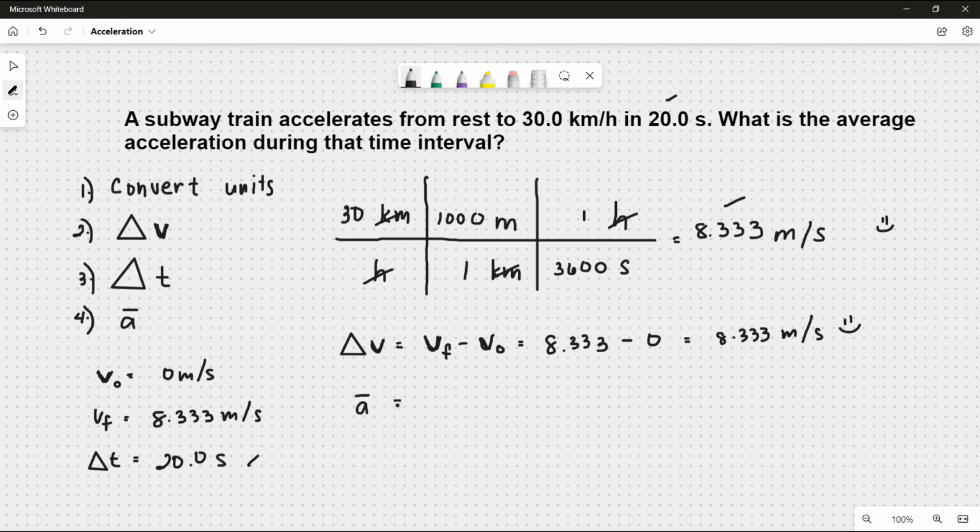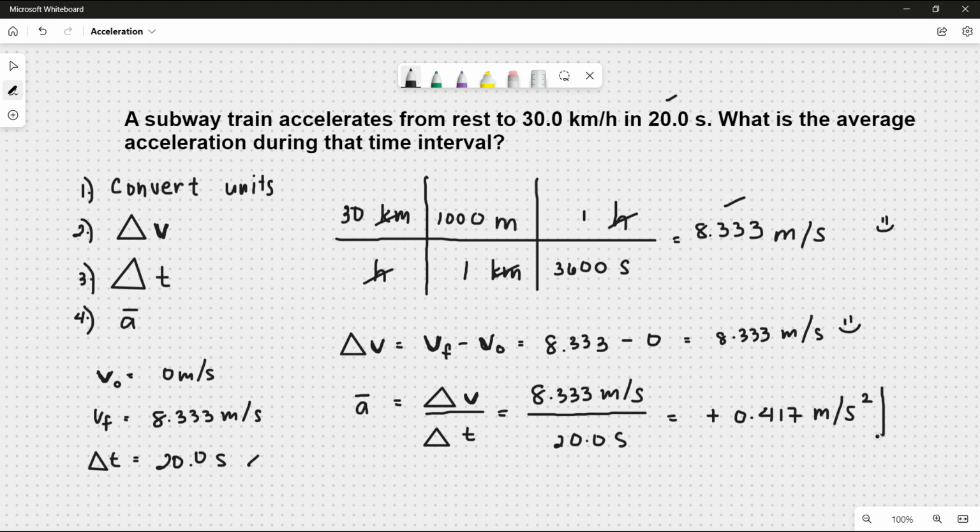We know the change in time, so all we have to do is insert the known values into the formula for average acceleration. And we will get positive 0.417 meters per second squared. The plus sign in the answer means that acceleration is to the right. This is a reasonable conclusion because the train starts from rest and ends up with a velocity directed to the right. So acceleration is in the same direction as the change in velocity, as it should be.